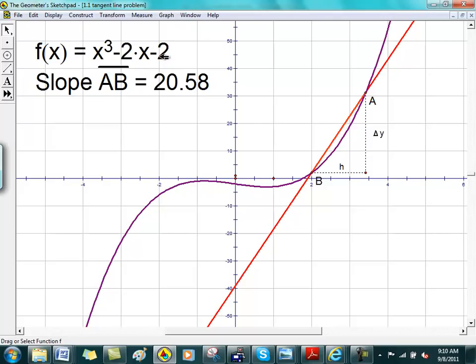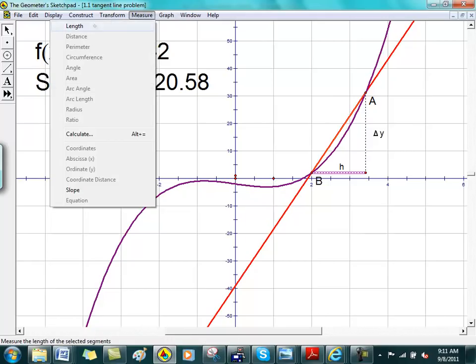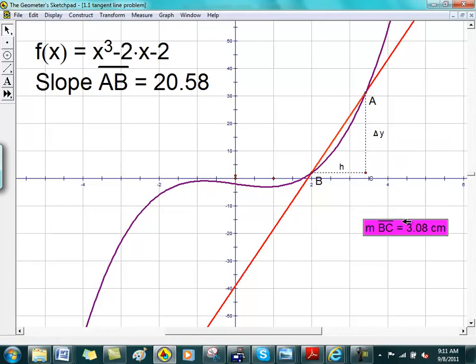The red line is called a secant, because see how it's cutting the graph in two very distinct places? You guys see that? Now I want you to look at two things. Wait a minute, before I do that, I need to go measure the length of that. Can you guys see that measurement that I just made?